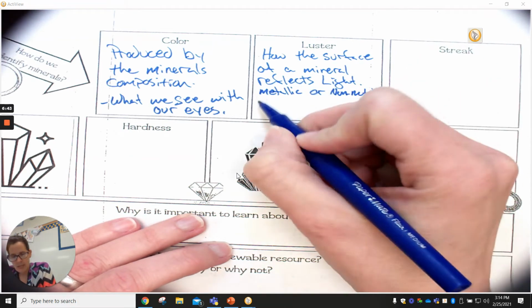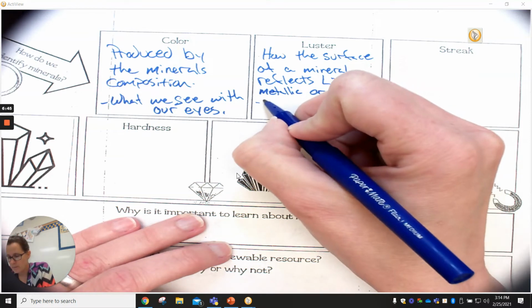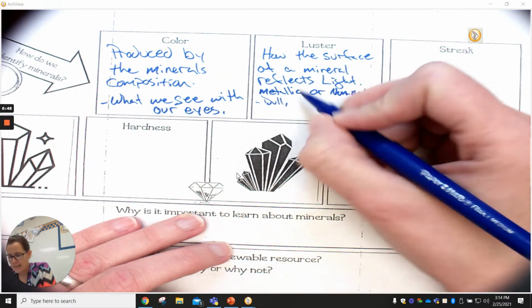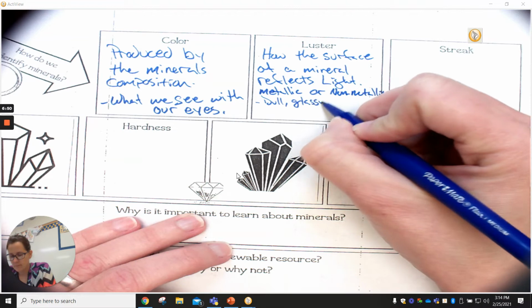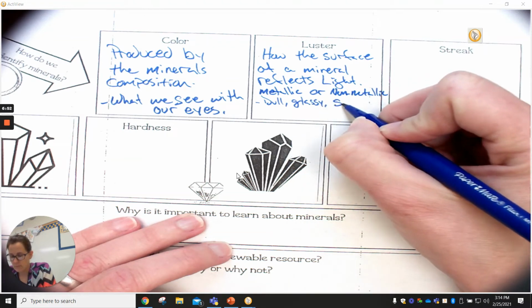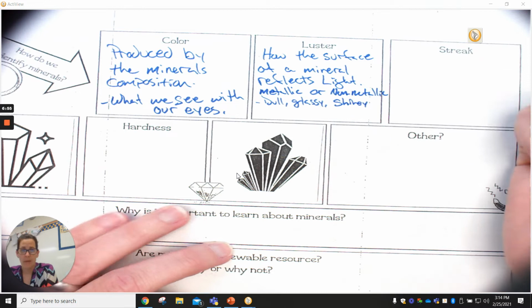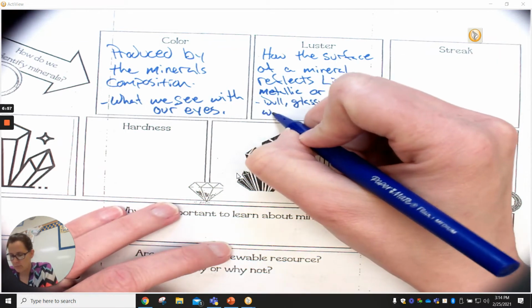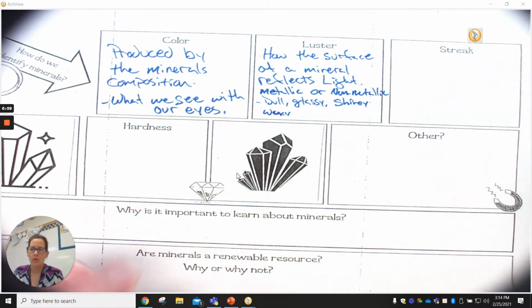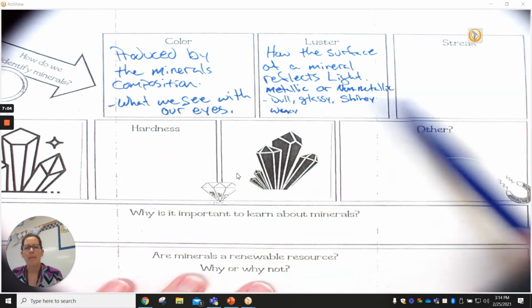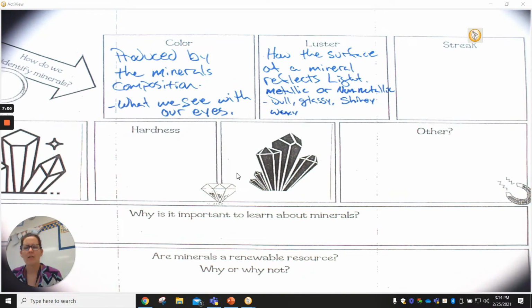Okay, and then down here we could put dull, glassy, shiny, oh, waxy. Pretty well any word that you can think of to describe how something looks, it might work right there for luster. As long as it's describing how light reflects off of it, that's a good luster. Okay, so hopefully that's a good explanation to you about luster.